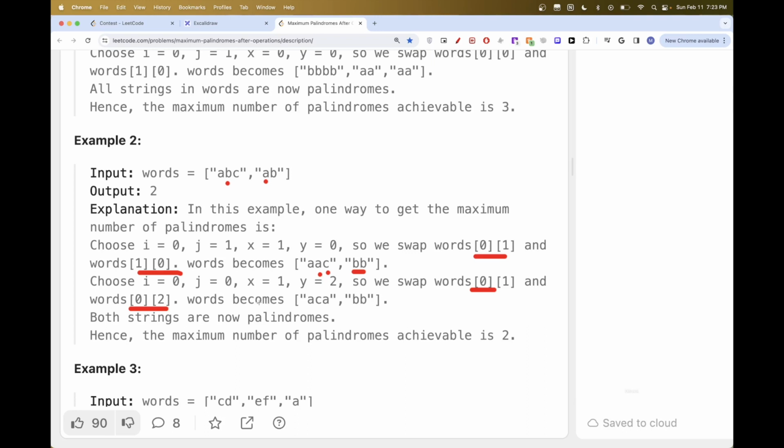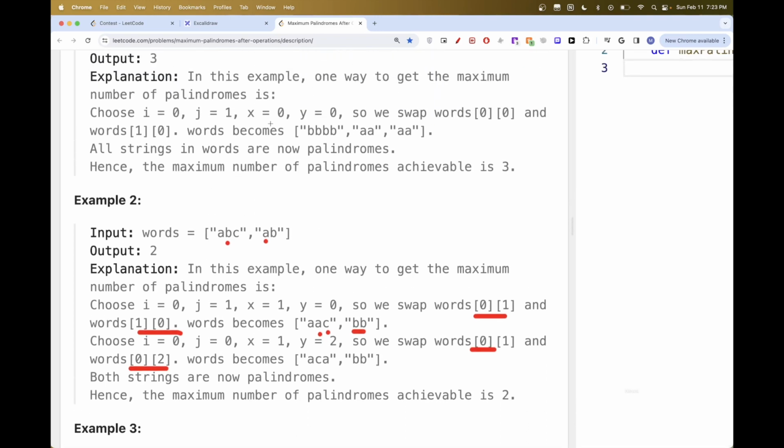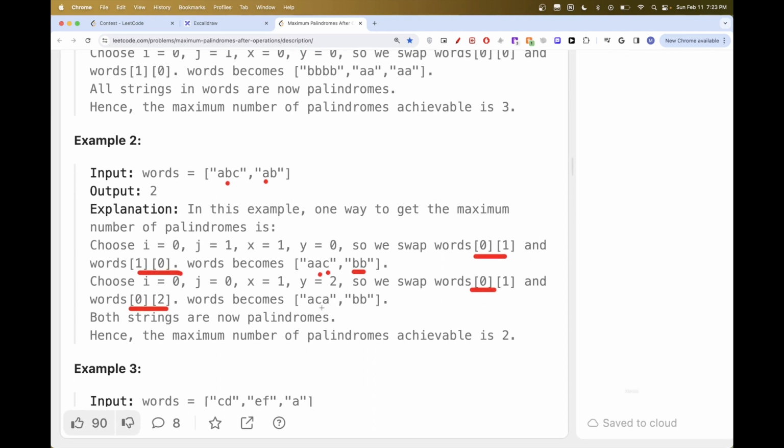So you can see I and J can be the same word. We can swap characters in the same word. And that way we get ACA, which is a palindrome, and BB is already a palindrome, right? Because if you read this one, the word and its reverse are the same. And that's exactly what a palindrome is. So now we have two, so we return two.